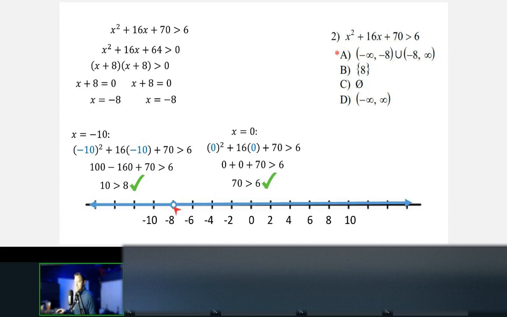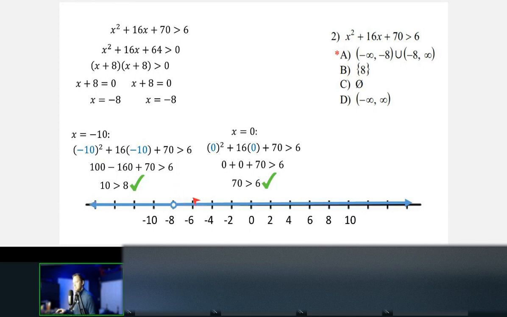So I chose negative, I could have chosen like -9. I chose -10 because, well, 10 is easy to plug in. So I plug in -10 and I get a true statement. So that's why from my hollow point, our graph goes left forever because it's true.